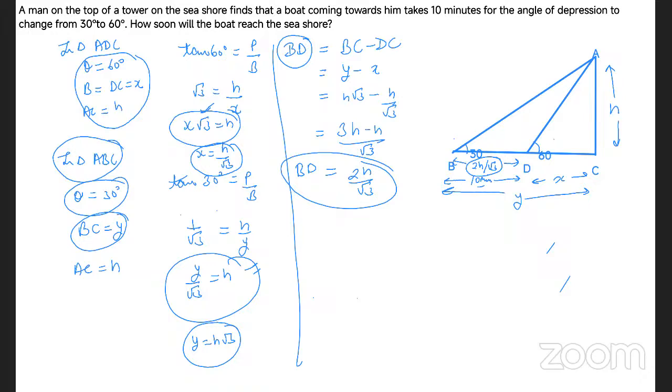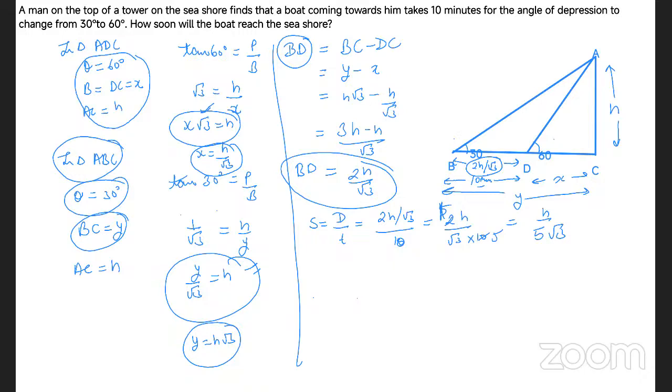Now, basically, if I calculate, speed is equal to distance upon time. Distance is 2H by √3 upon the time, which is 10. So it will become 2H upon √3 into 10. Now this will become 1, this will become 5. So it will become H upon 5√3. I just calculated the speed.